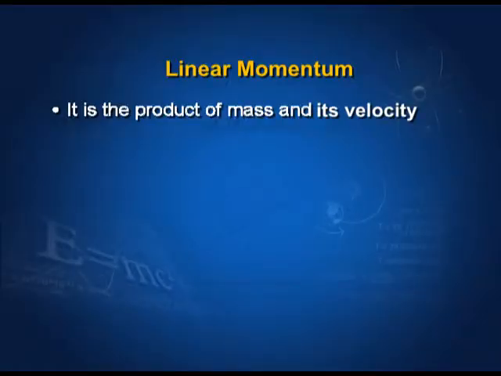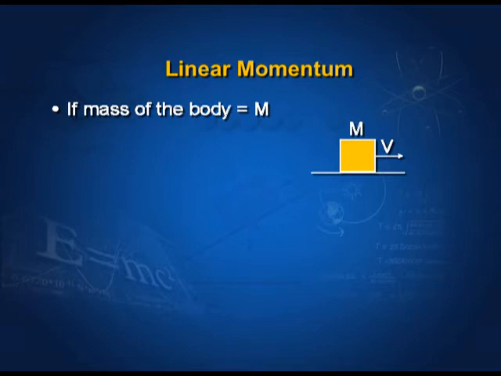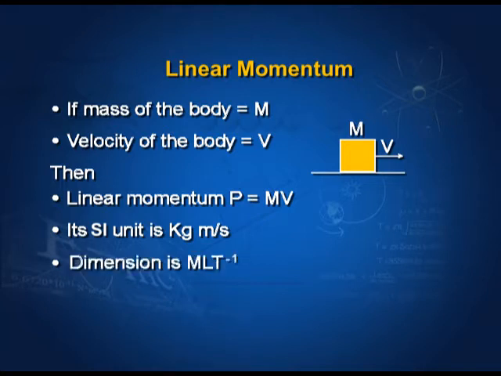Now we will study linear momentum. It is the product of mass and velocity. Velocity is a vector quantity, so the linear momentum is also a vector quantity. If we have an object of mass m moving with velocity v, then the linear momentum is represented by the symbol p. So, p equals m into v. Its SI unit is kilogram meter per second and the dimension is MLT^-1.